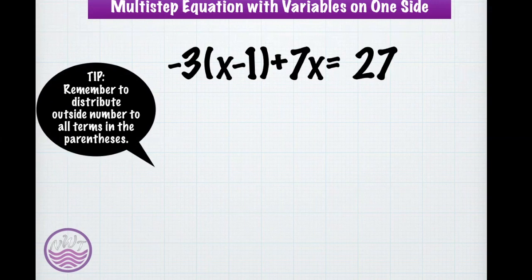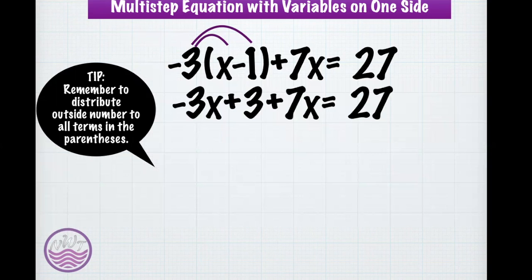Remember, this is also very important. We have that little tip to the side. You have to distribute the outside number to all terms in the parentheses. When I say terms, I mean items, however many numbers or letters there are. You have to distribute to everything. In our parentheses, I have x and I also have -1. I have 2 terms in the parentheses. So if I have 2 terms, I'm going to be distributing that -3 two times.